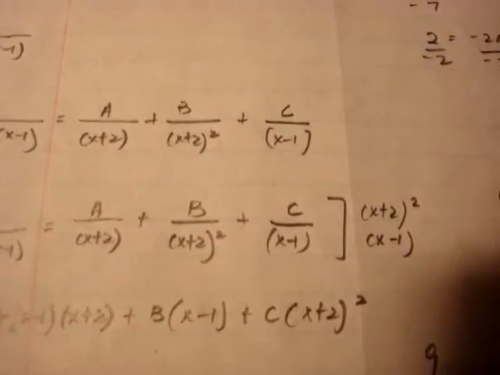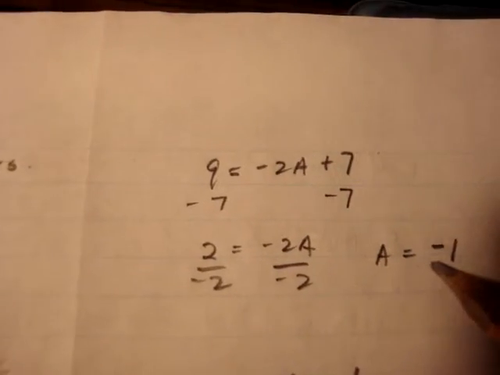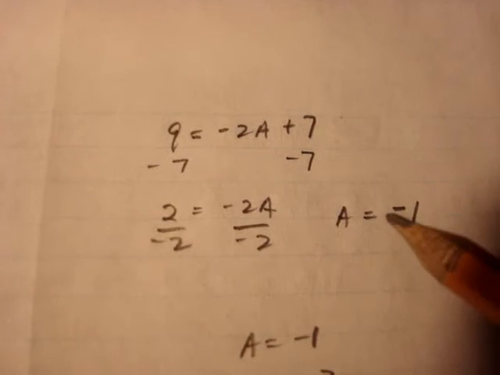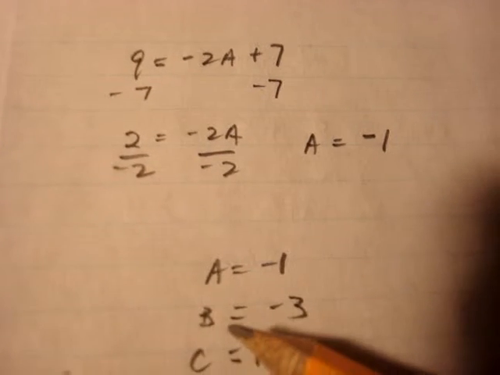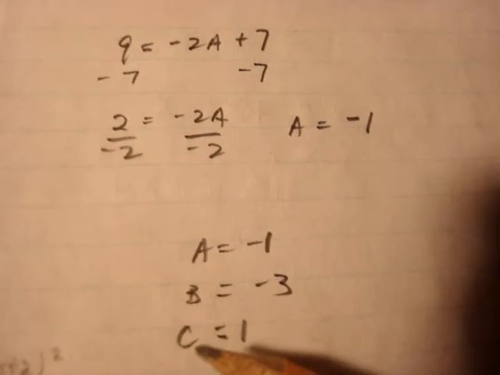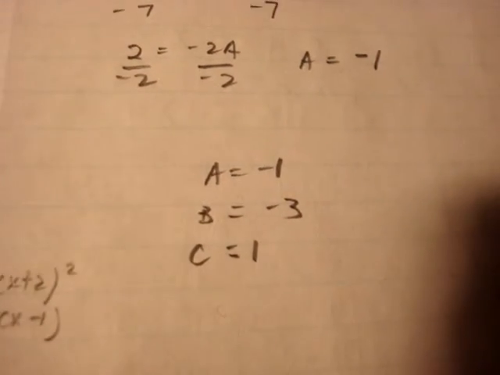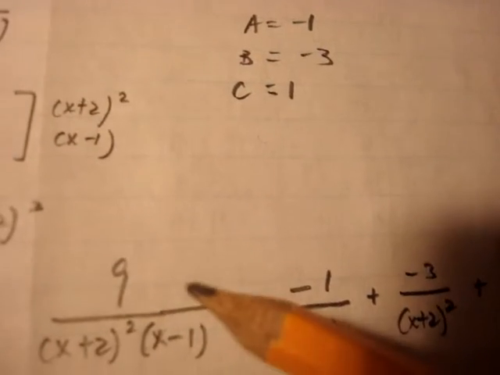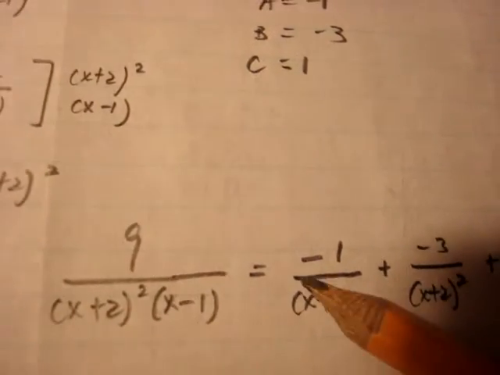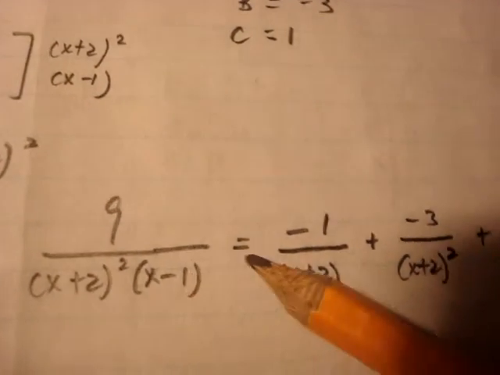So the A will become, let's see, the A will become negative 1. So the A will be negative 1, the B will be negative 3, and the C will be 1. So the solution will be the rational expression equals to this.